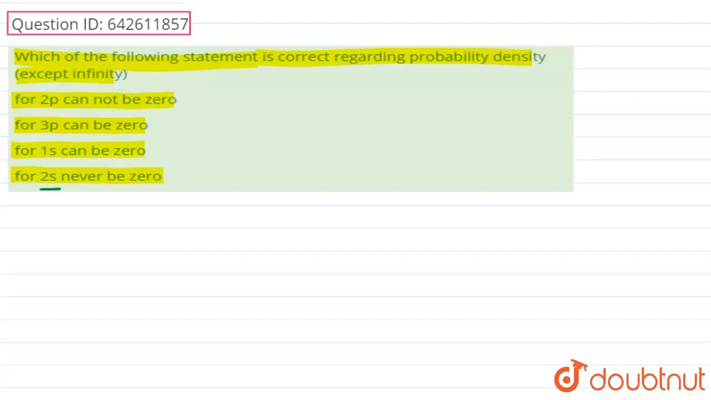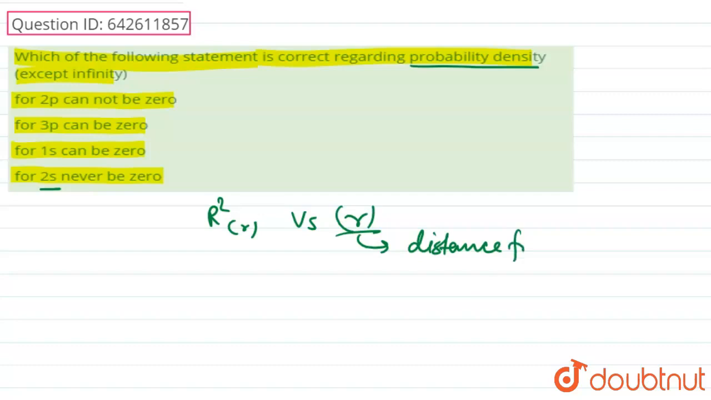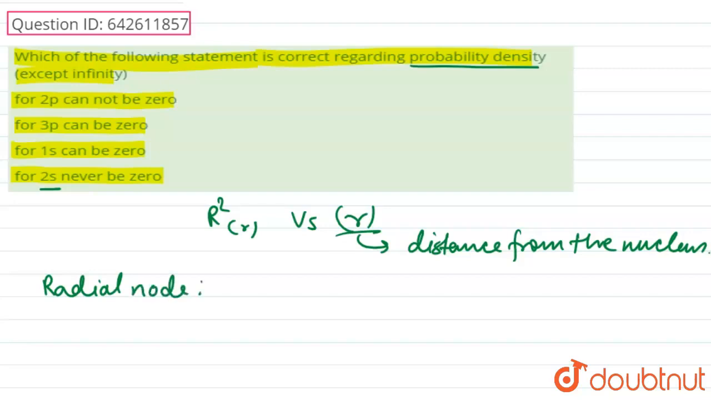So we know that the probability density graph can be drawn. It is basically r versus r, where r represents the distance from the nucleus. Now we know the radial node. What is the radial node? The radial node is n minus l minus 1. This is the formula with which we can calculate the radial node value.